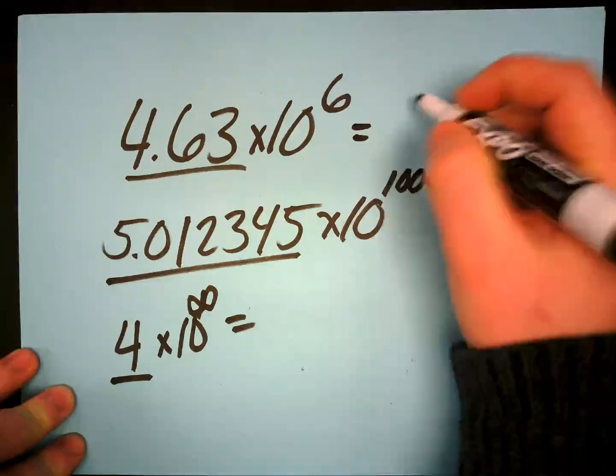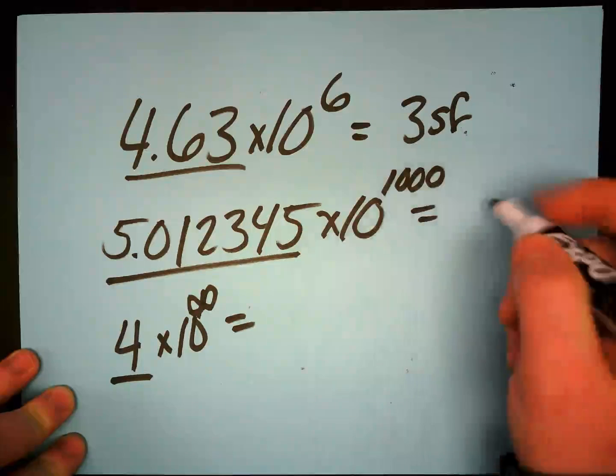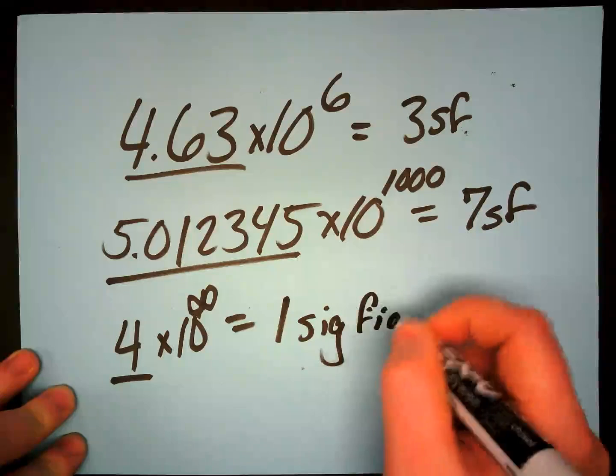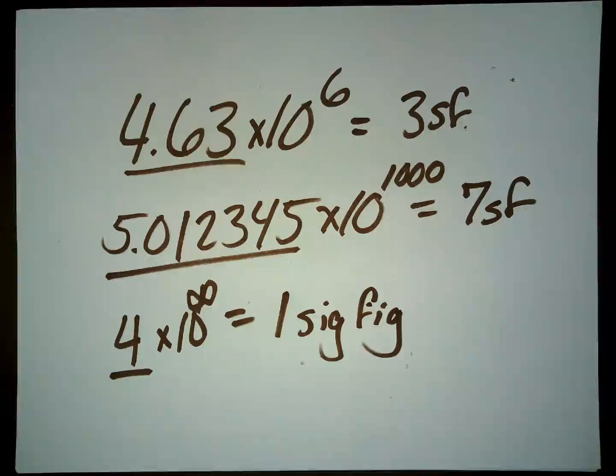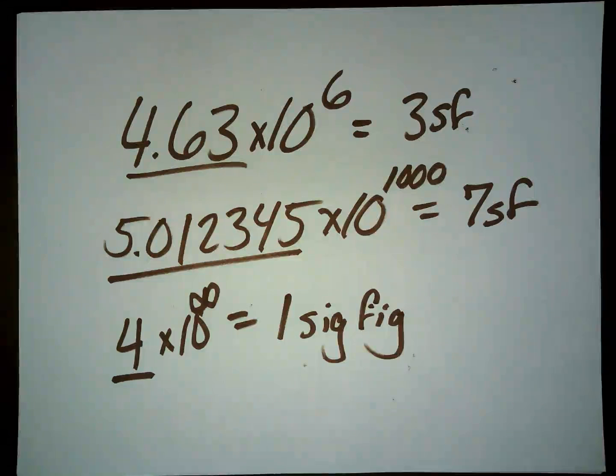So 4.63 is going to be 3 sig figs. This whole big one is going to be 1, 2, 3, 4, 5, 6, 7 sig figs. This one is just going to be 1 sig fig. We don't care about the exponent part. So always keep in mind that when we're multiplying or dividing significant figures against one another, what we care about at the end of the answer is the lowest number of sig figs according to this part of the scientific notation. Okay, so that's the little recap. Let's now go on.